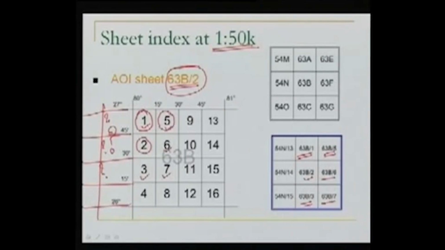The block corresponding to 63B by 2, that is 54N. Like this, 63B was divided in 16 parts, 54N is also divided in 16 parts. Our area of interest is here. We already know these numbers. We are interested in knowing these numbers. So what will these numbers be?